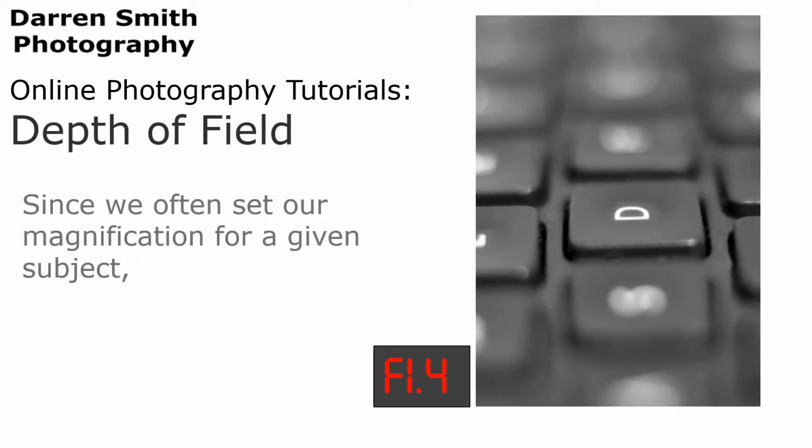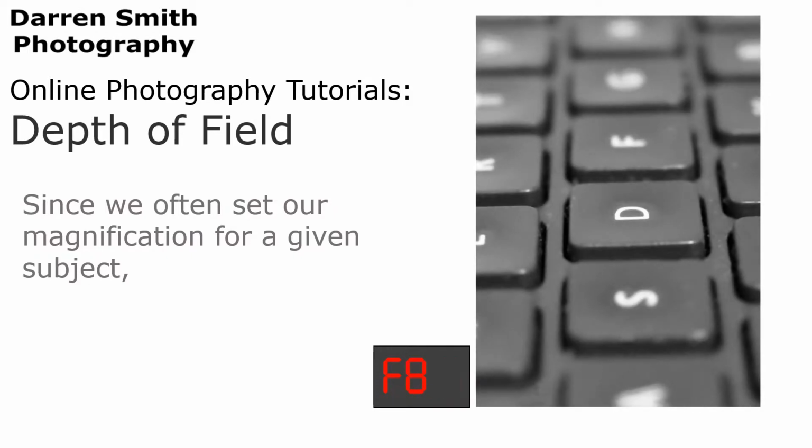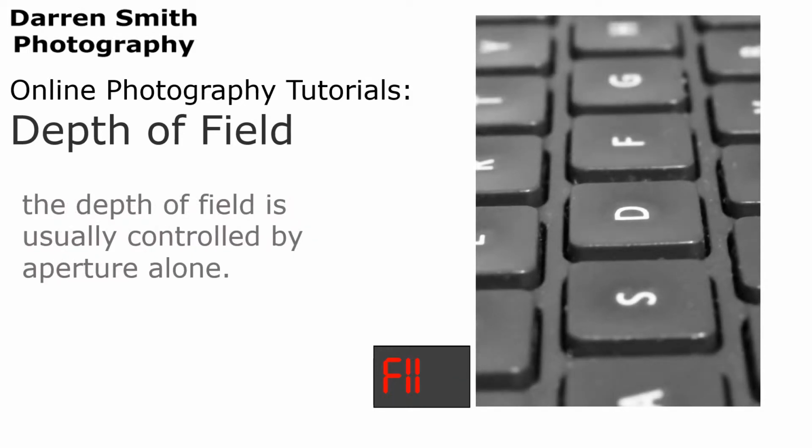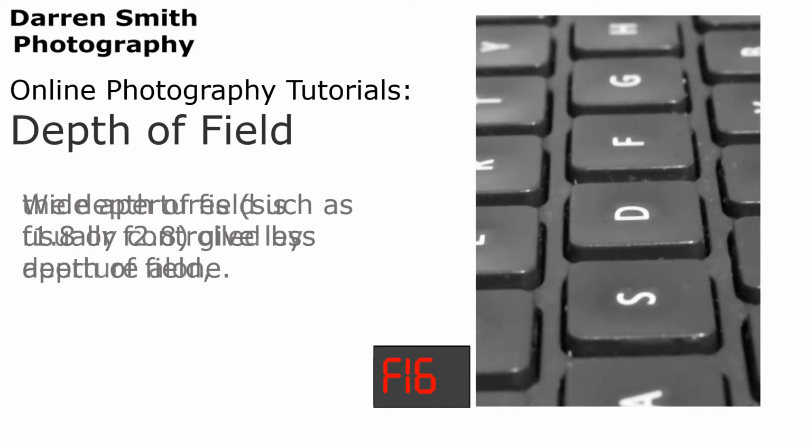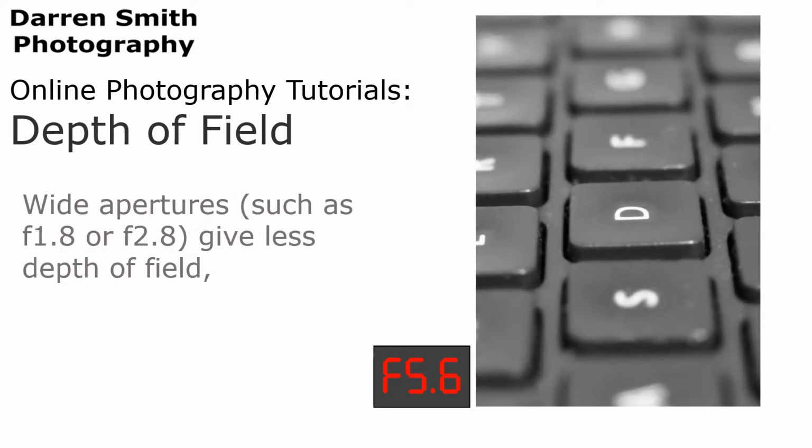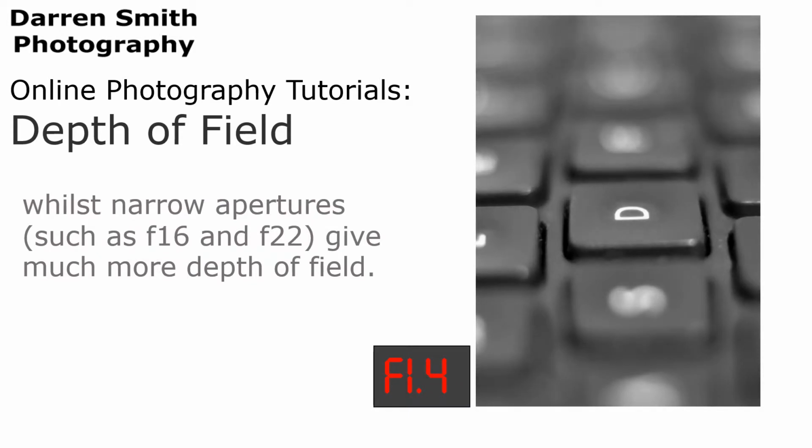And since we often set our magnification for a given subject, the depth of field is usually controlled by the aperture alone. Wider apertures, such as f1.8 or f2.8, give less depth of field, whilst narrow apertures, such as f16 and f22, give much more depth of field.